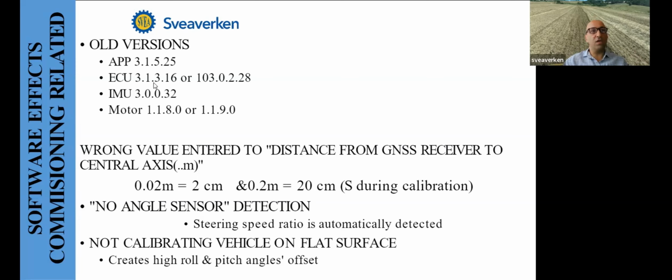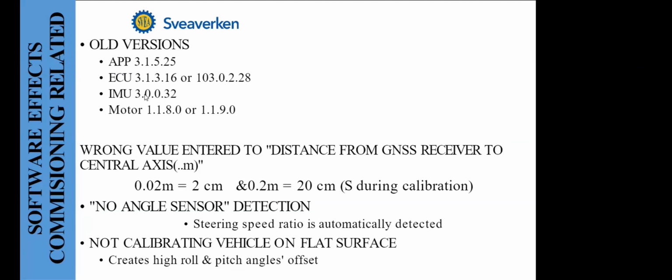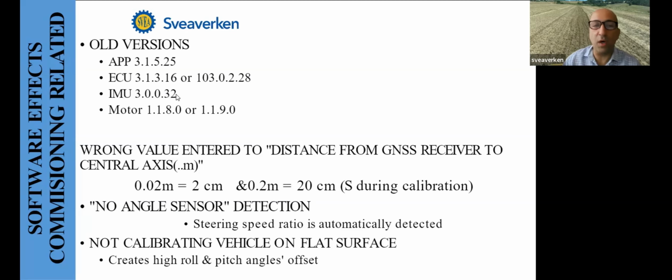App is mostly related with the features, but ECU and IMU is for controlling the system. So 3.1316 or 2 ending with 228 is the same ECU for different types of terminals. So the IMU is the same, 30032 is the latest one. So the ECU and IMU should be consistent here. So we have motors, and the version is 118 mostly, or lately we have newer versions, 1190. I'm not going into details of that. You should change to the latest version.